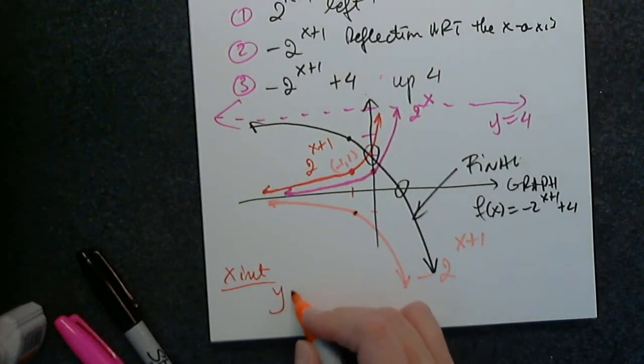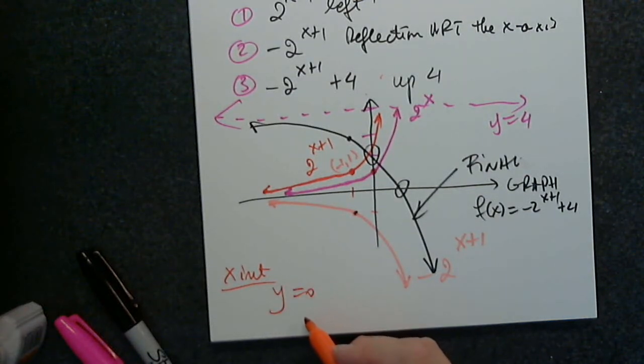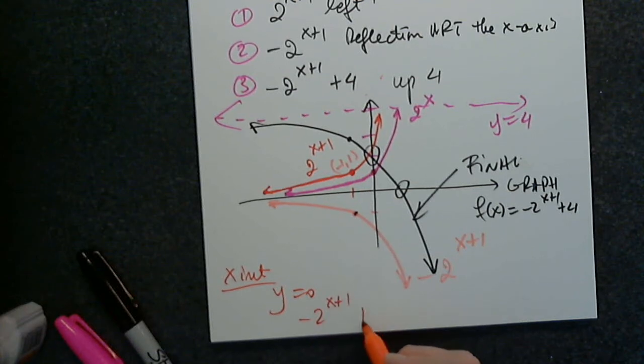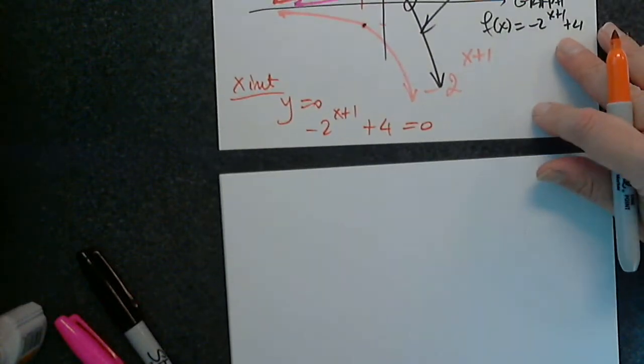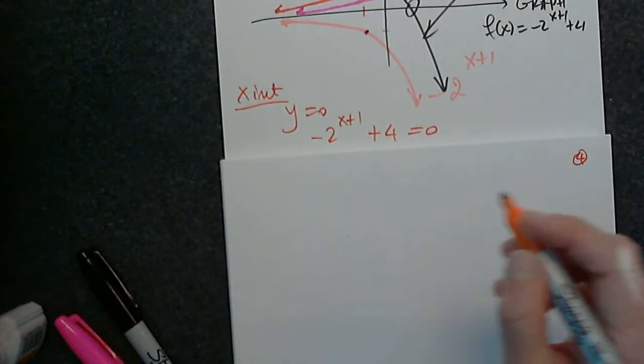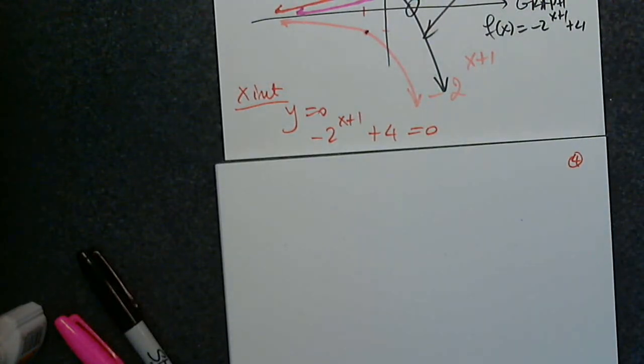Very good. Y equals 0. So this is -2 times 2 to the x plus 1, plus 4, equals 0. So yes, very good. Before that, I will ask you, what type of equation is it?